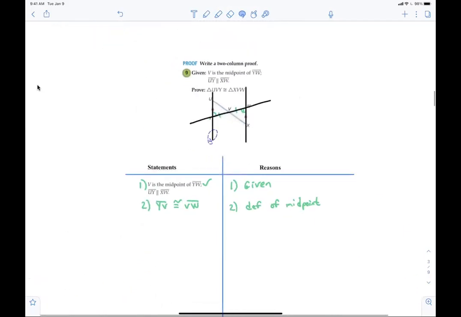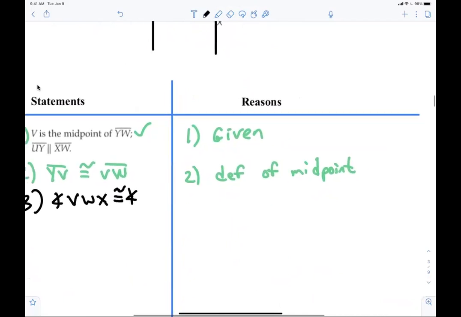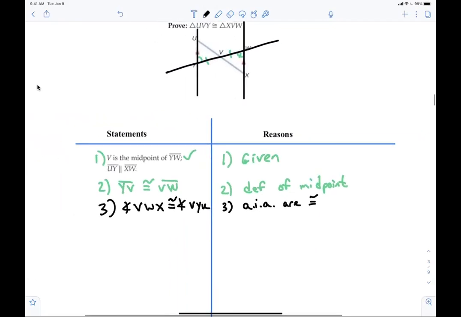All right, so now I'm going to come down here and you can tell me again. What did you say? VWX is congruent to angle VYU. All right, I know the alphabet is a tough one. VYU. And we would say, what are those? Alternate interior angles are congruent. All right, so I'm pretty happy with you.